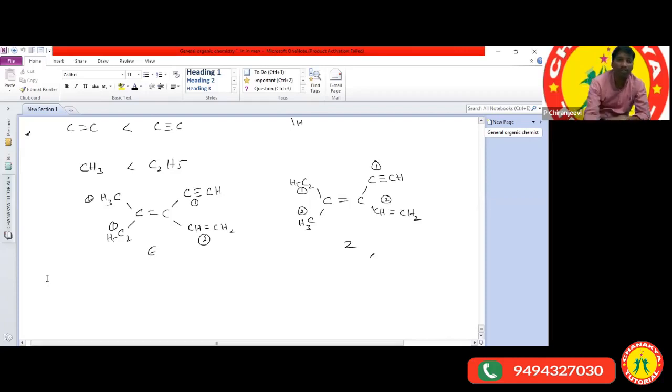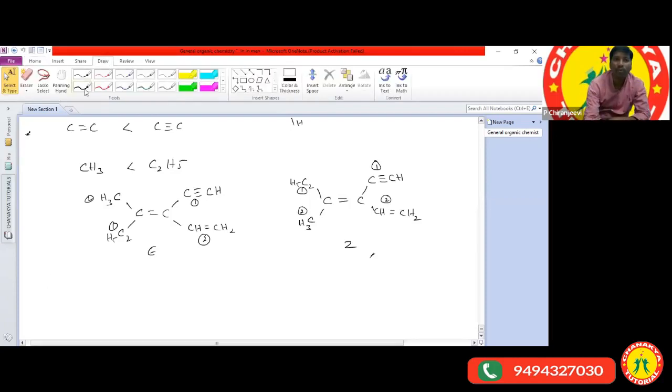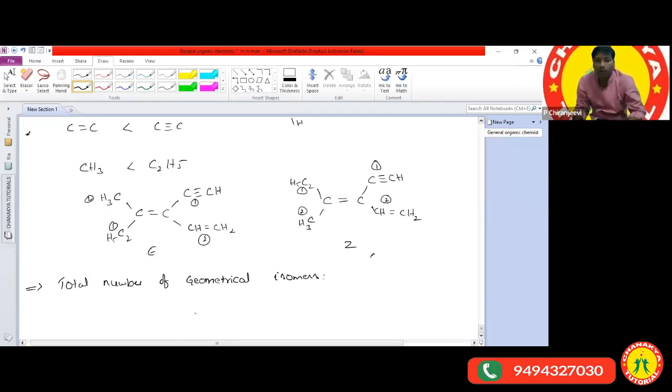What is the shortcut we are using? Here we have a formula to calculate the total number of geometrical isomers. So how can we calculate the total number of geometrical isomers? We have two formulas. So what are the formulas?